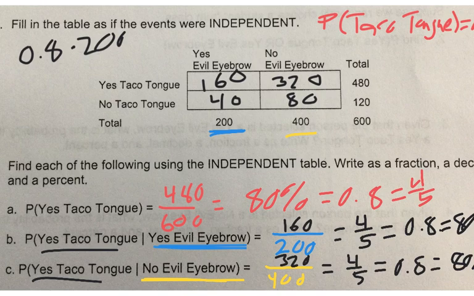Number 9 says, what do you notice about your answers in number 6 and number 8? 6 is not independent, and 8 is independent, because the percents match. All the probabilities reduce or simplify to be 80% for all of those. So that's what you're looking at in number 9.